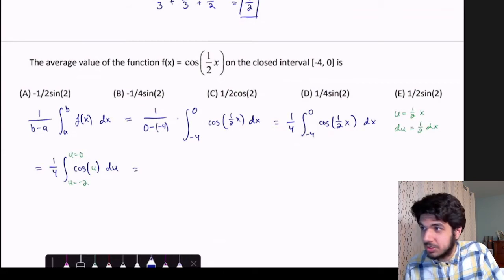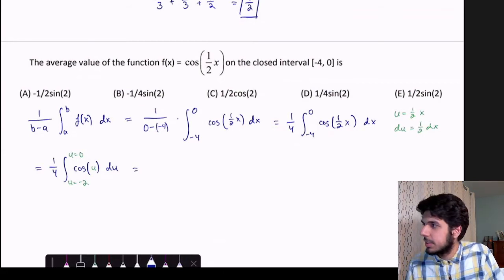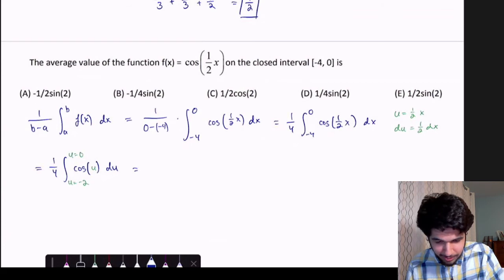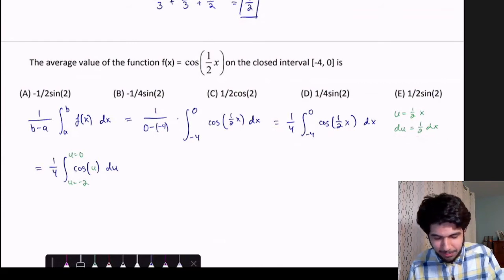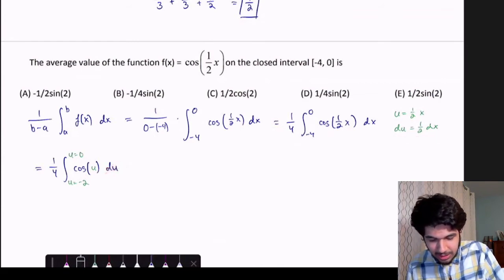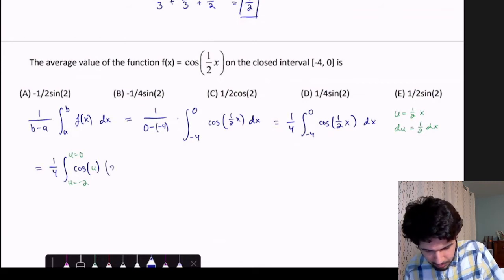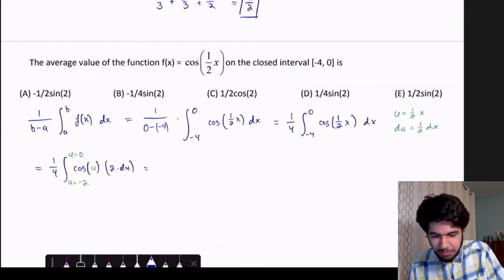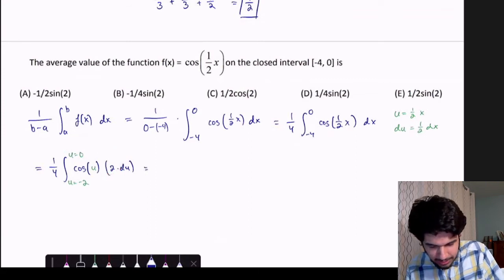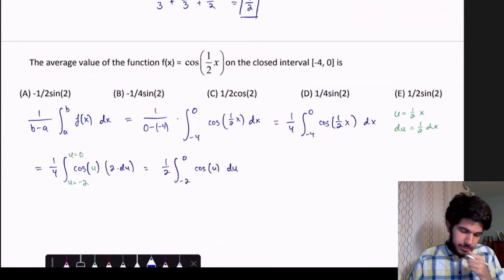So that's going to be equal to, oh wait, we haven't even finished this yet. We still need to handle this properly. I didn't do this properly. du equals 1/2 dx. So that means dx equals 2 times du. There we go, that's better. Always got to be careful with that. So we can bring that 2 out in front, and that'll be 2/4, which is the same thing as 1/2, integral from -2 to 0 of cosine of u du. Okay, now we're good to go.